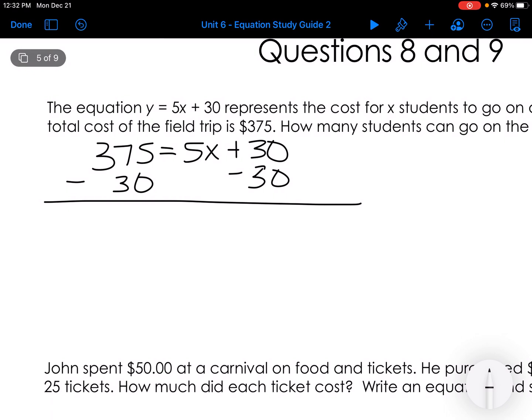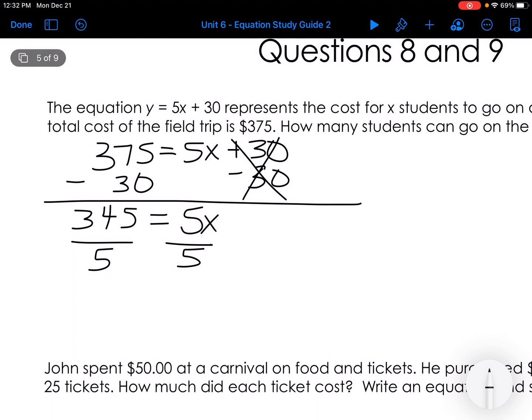So that $30 is probably like some one-time fee. So I'm left with $5 per student, it looks like, and then $345. So I'm going to split it up so I can figure out what x is. So what is 1x? So 345 divided by 5 gives me 69. So 69 students can go.